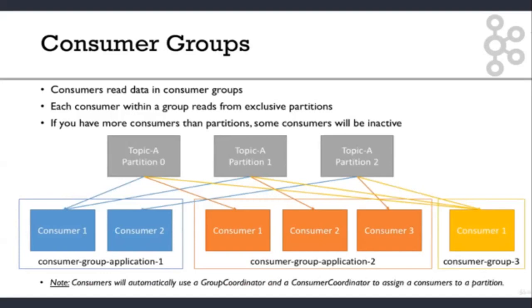And if you have more consumers than partitions, then some consumers will be inactive. For example, you have a topic that has three partitions, and you have five consumers. Then the first three consumers will start reading from the partitions, but the remaining two will be inactive.